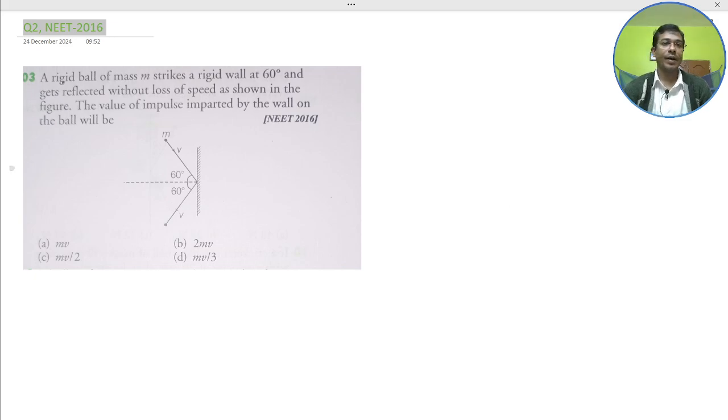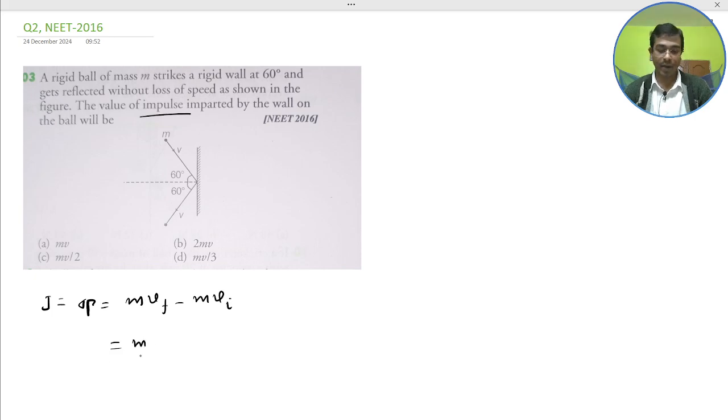Basically, a ball of mass m strikes a wall at 60 degree and gets reflected without loss of speed as shown in the figure. The value of impulse imparted by the wall on the ball will be what? So for doing this, given the diagram here, you just consider impulse. Impulse means J would be the rate of change of momentum, del P, written as mv final minus mv initial.